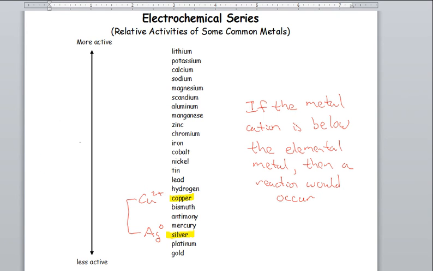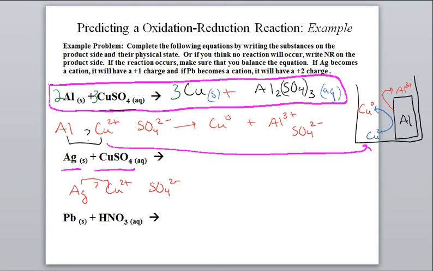So we're comparing copper, the cation, and elemental silver. Since the cation is above, this chart tells us that there's no reaction. Silver has a stronger hold for its outermost electrons than copper, the cation. So no reaction. On our chemical reaction, you can just write NR, and that stands for no reaction.